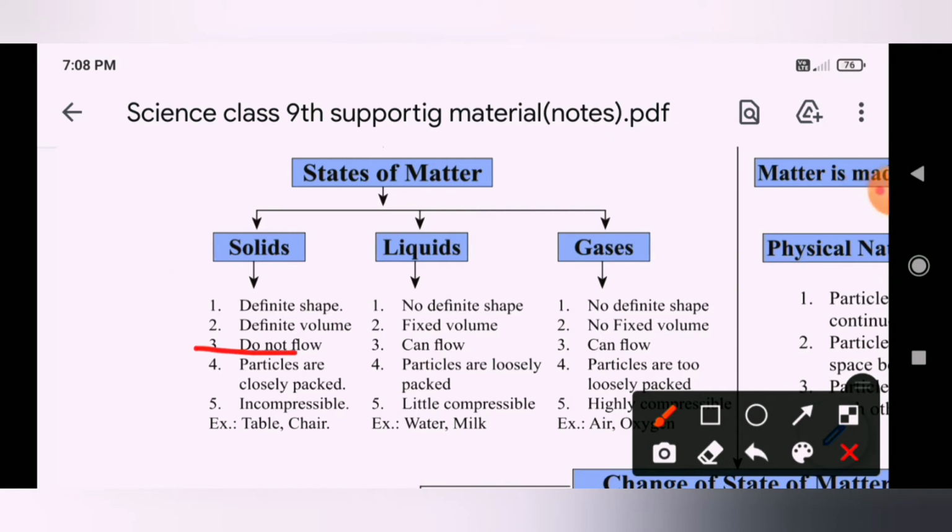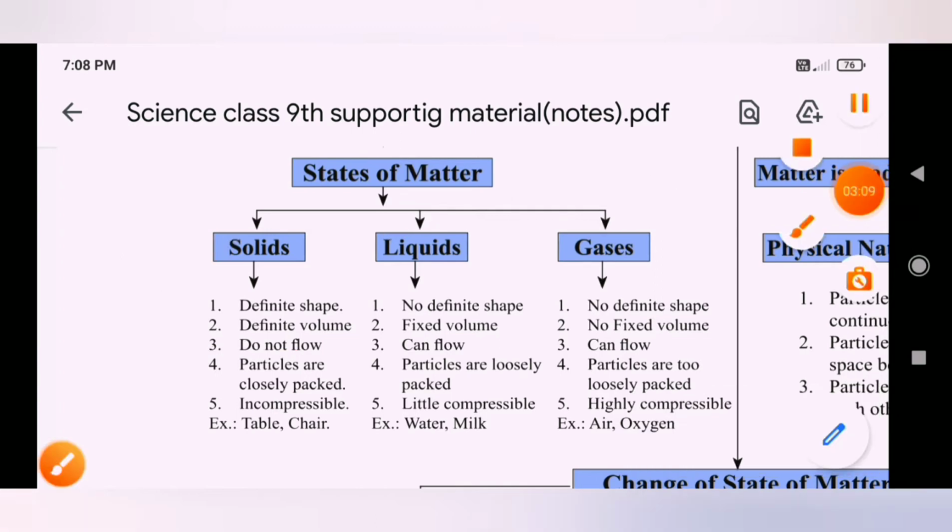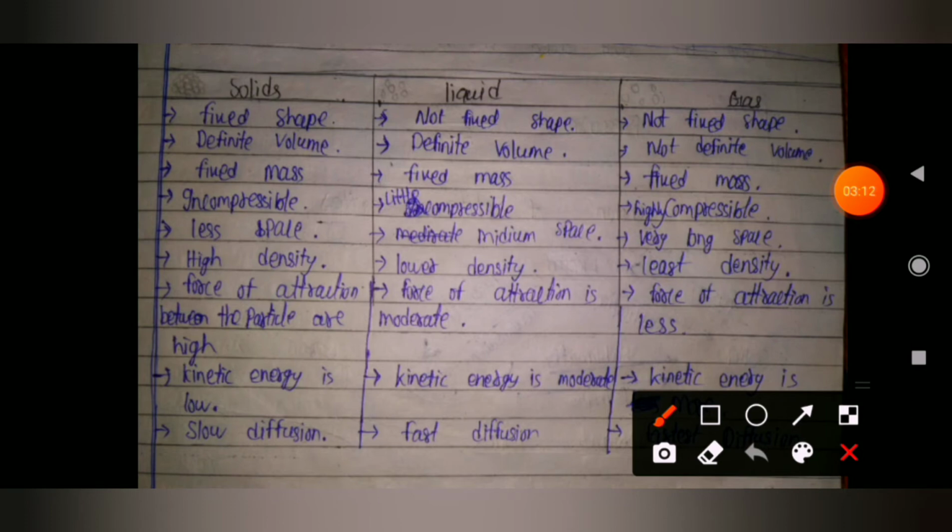Then in solids the particles are closely packed. We know that they have more force of attraction than liquids and gases. Solid has a fixed shape, liquid does not have a fixed shape, gas does not have a fixed shape. Solid has a definite volume, liquid has a definite volume, gas does not have a definite volume. Solid has fixed mass, liquid has fixed mass, gas has fixed mass.